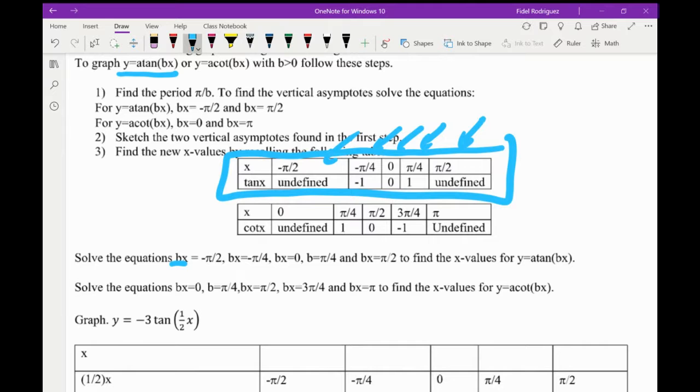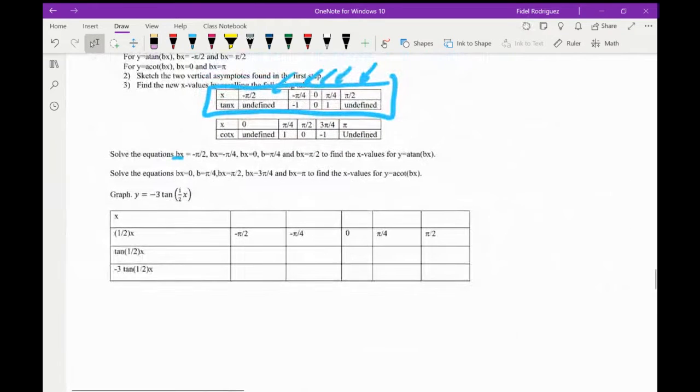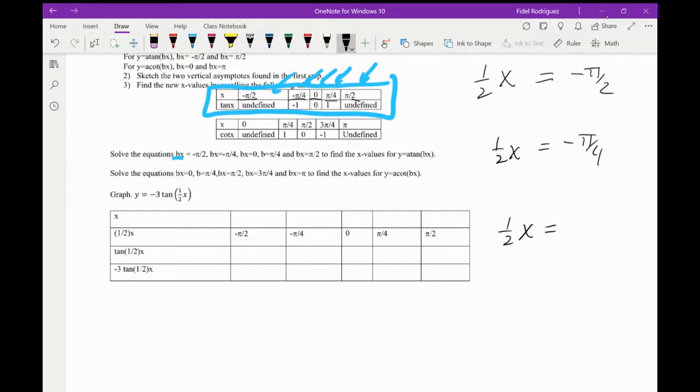Okay, so let's see if we can graph y equals -3 tangent of 1/2 x. In essence, just like we did before, we are going to take 1/2 x and set it equal to these 5 values. Negative pi over 2, 1/2 x equals negative pi over 4, 1/2 x equals 0, 1/2 x equals pi over 4, and 1/2 x equals pi over 2.